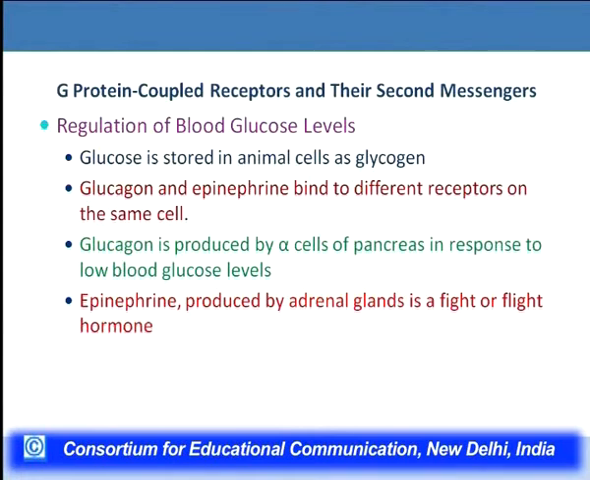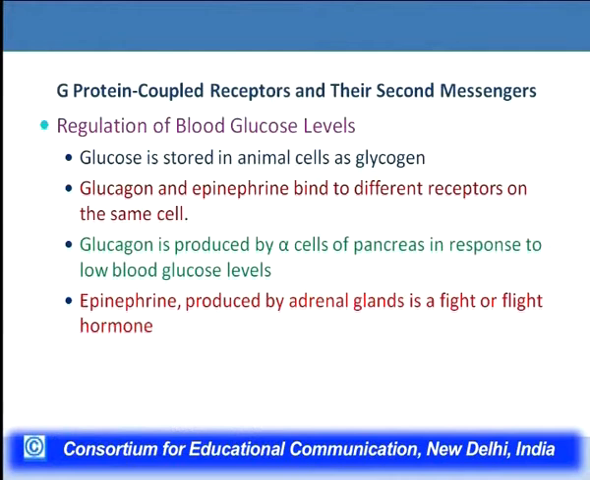Now, there are two hormones, namely glucagon and epinephrine, which bind to different receptors on the same cell. They bind to their own specific G protein coupled receptor, and the effects they produce are similar. Glucagon, when it binds to its own receptor, leads to breakdown of glycogen, and epinephrine also, when it binds to its own receptor, leads to breakdown of glycogen. So there are two different messengers, two different receptors, but the end product or the process involved is the same.